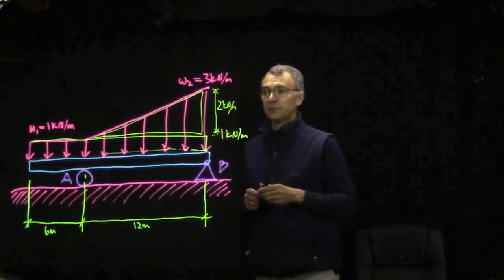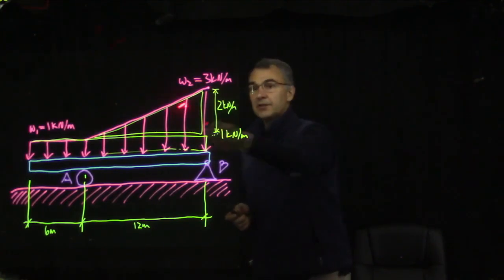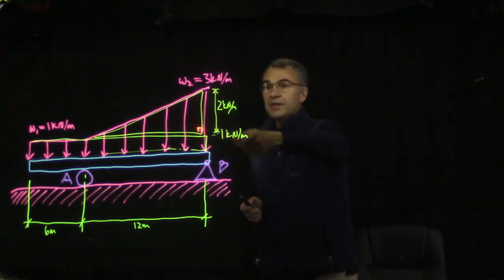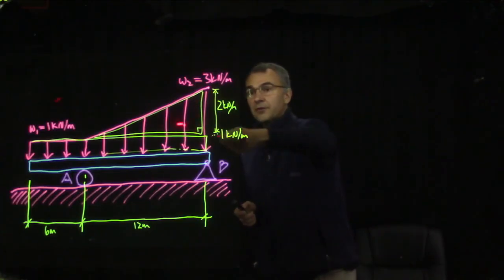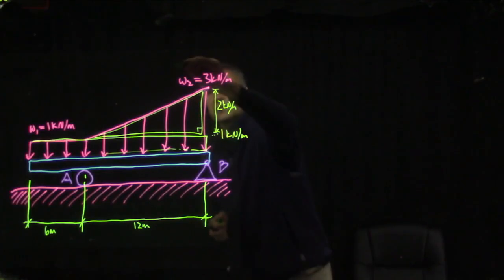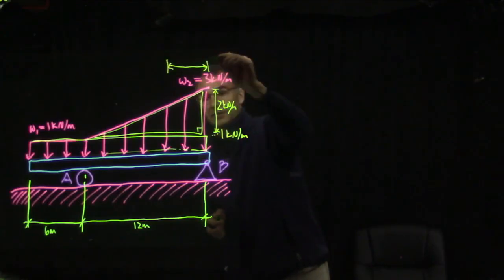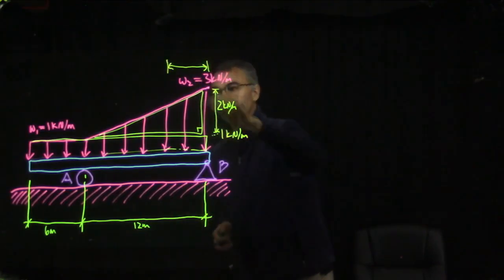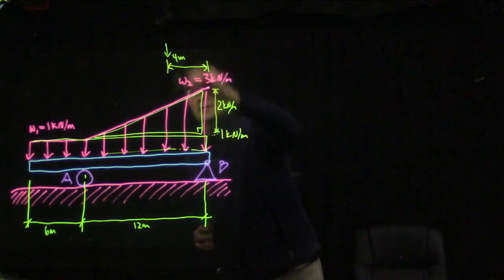So let's see how that works. We know, since this triangle on top is a right triangle with its base on the right side here, that 1/3 of the way from the right is where the centroid of the triangle is. So that will be useful. The centroid of that triangle part is going to be 1/3 of 12 meters, which will be 4 meters from the right side.